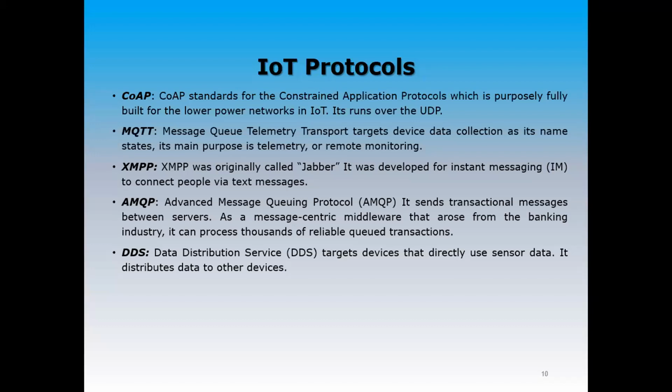And XMPP is another one, which was for instant messaging. Then AMQP is the Advanced Message Queuing Protocol. That's actually for banking; it was developed for transactional message servers.